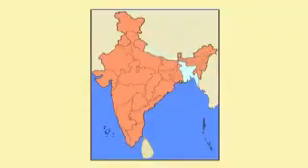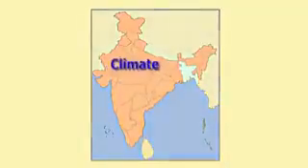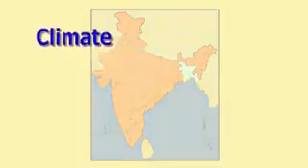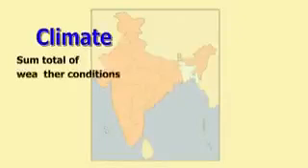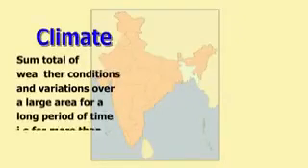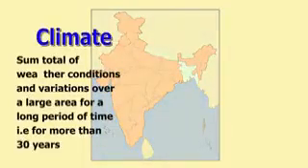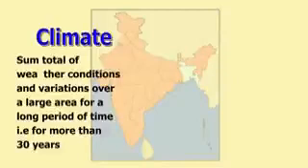In this video, we shall study the climate of India. When it comes to the word climate, it refers to the sum total of weather conditions and variations over a large area for a long period of time. That is, for more than 30 years. So, if I study the weather conditions of India for a period of more than 30 years, we come to a conclusion that the climate of India is monsoon type.